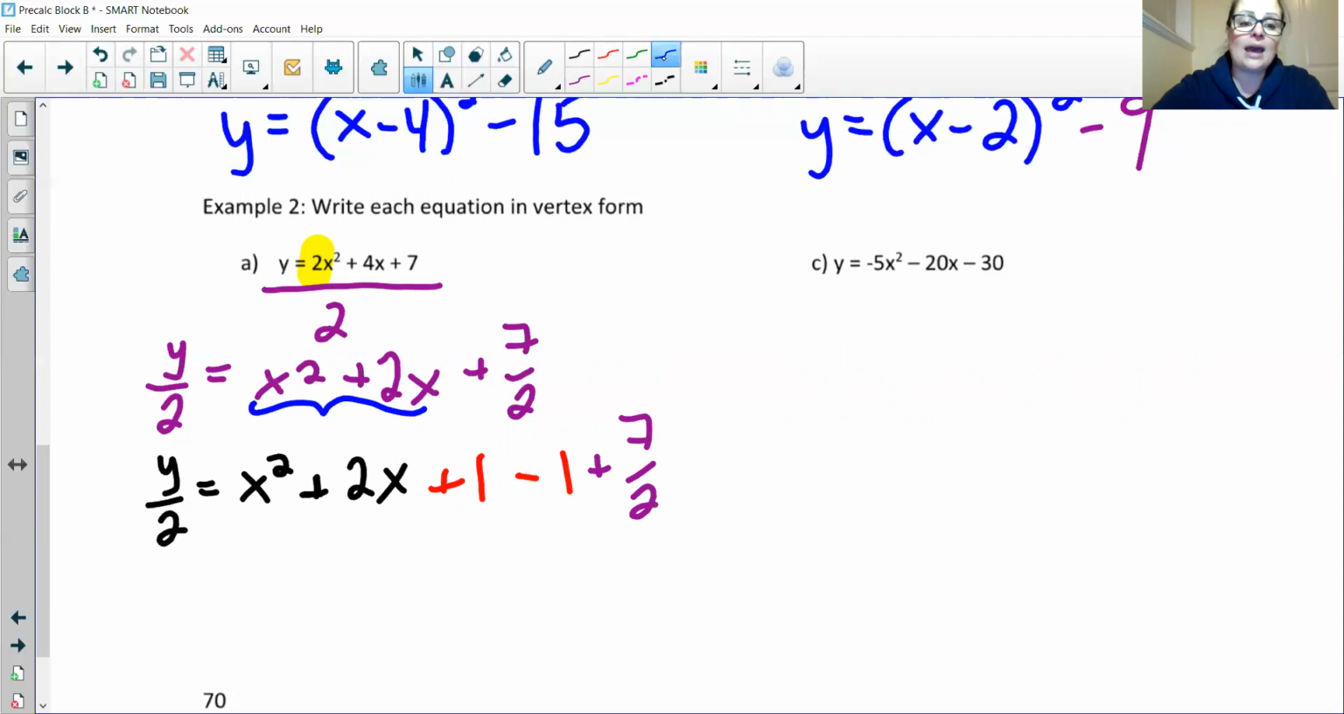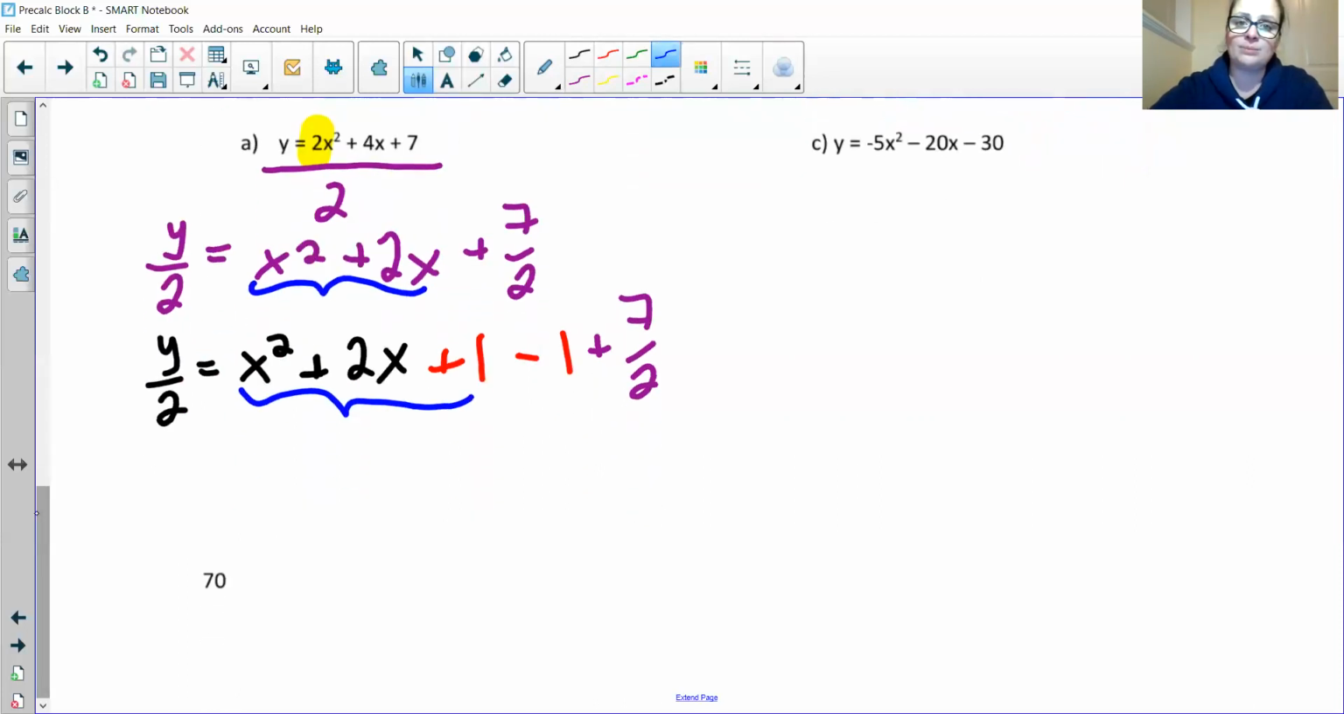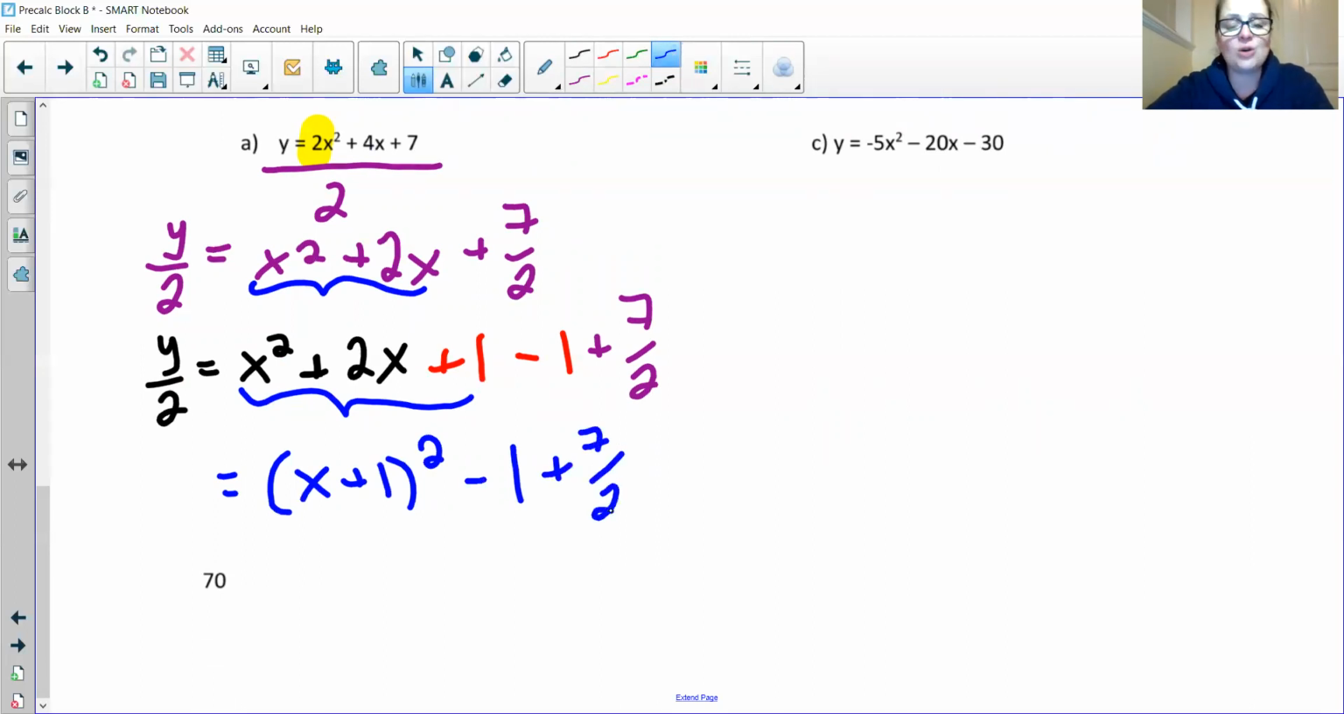So now we're going to do exactly what we did, just kind of ignoring those 7 over 2s and that y over 2, and just focus on that part that I underlined in blue by writing it as a square as well. So it becomes x plus 1 squared. And then I'm going to leave this as minus 1 plus 7 over 2 because it's a fraction. And I actually know I'm going to get rid of that fraction with my next step. So I can't forget this is also y over 2.